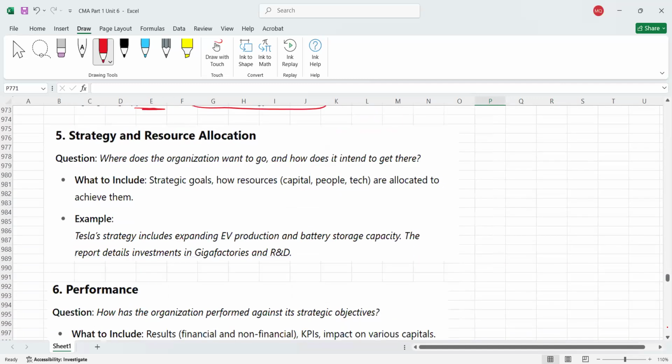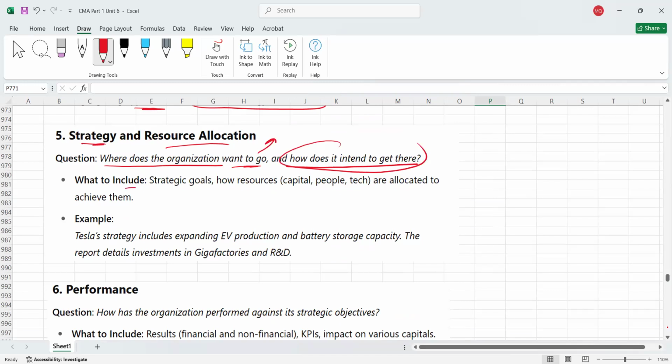Then the fifth section of the integrated report is strategy and resource allocation. This is the question which we generally answer: where does the organization want to go? It's simply your goal for the future, and how does it intend to get there. Like, what are your targets, and how you will achieve those targets. So in this section, you will include information about targets and how to get there.